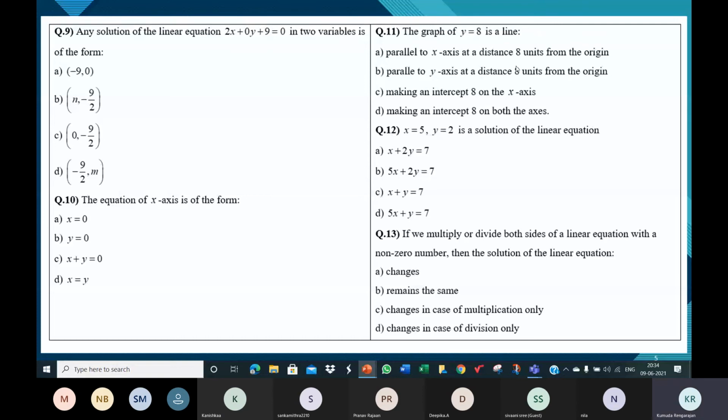The graph of y is equal to 8 is a line. So y is equal to 8, meaning it will be parallel to the x-axis. It's not given very specifically. It's just given parallel to the x-axis at a distance of 8 units from the origin. It's not mentioned above or below, but anyways, parallel to the x-axis. Y is equal to 8 will be a line parallel to the x-axis at a distance of 8 units. It's not given above or below.